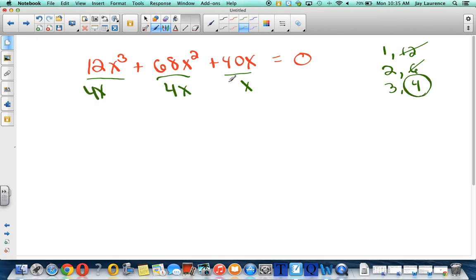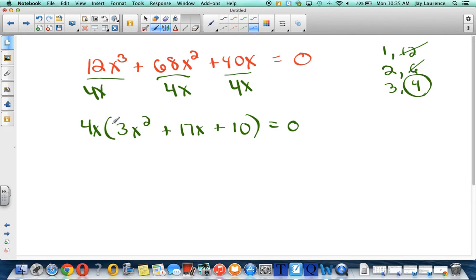So, now be careful here. Emily, I hope you're watching. Notice I wrote my GCF down. It does not disappear from the problem. So I get 3x squared plus 17x plus 10 equal to 0. Now, I'm going to factor inside here.